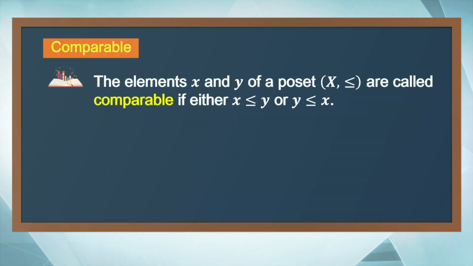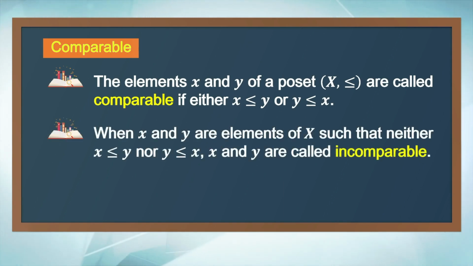The elements x and y of a poset are called comparable if either x is related to y or y is related to x. When x and y are elements of X such that neither x is related to y nor y is related to x, x and y are called incomparable. That's one of the reasons why a partial order is partial. Here, partial is used to describe a partial ordering because pairs of elements may be incomparable.